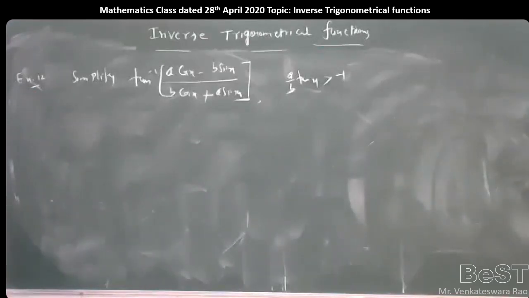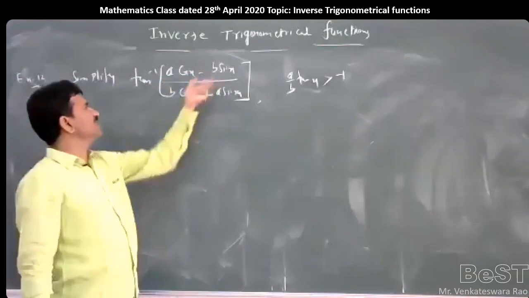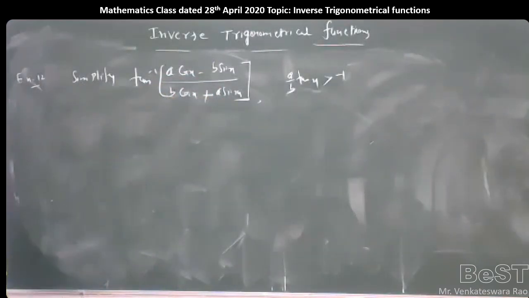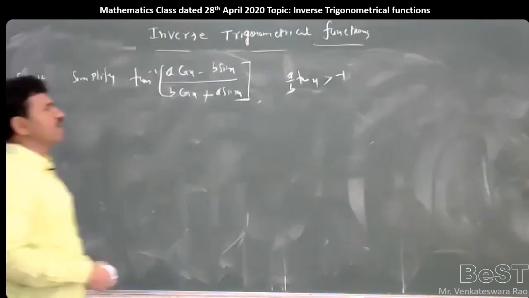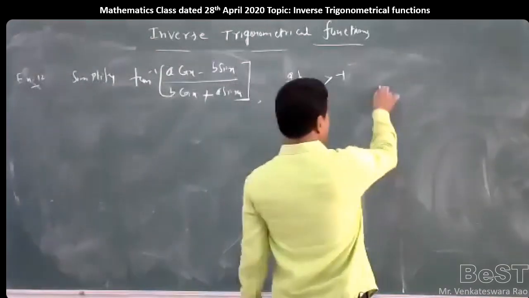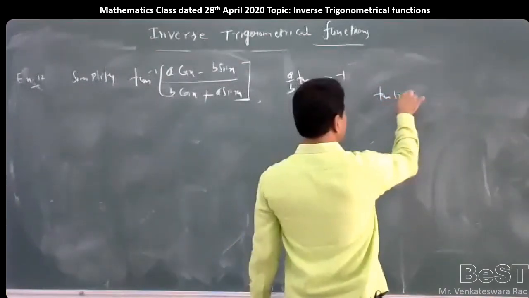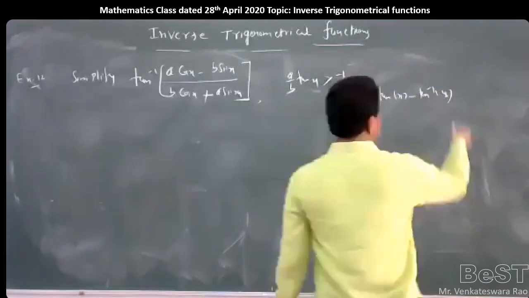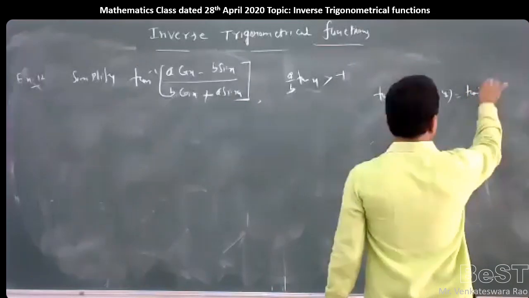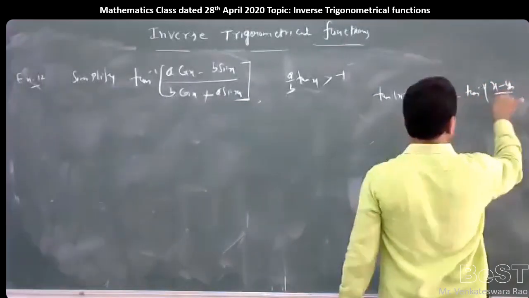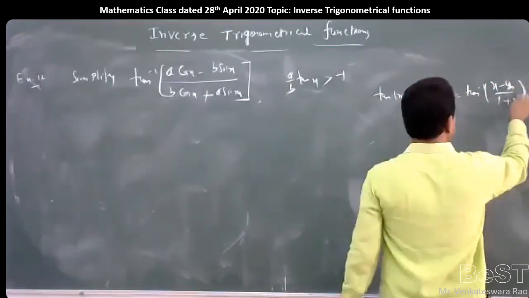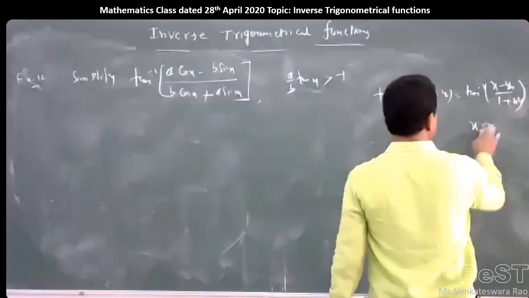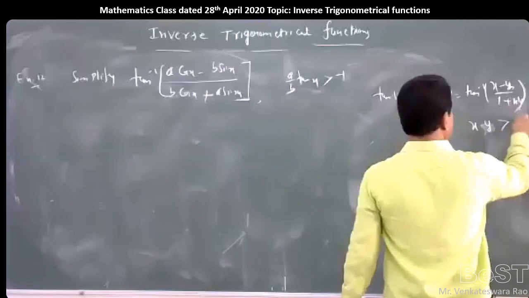See this one, tan inverse of a cos x minus b sin x by b cos x plus a sin x. Here we can try for this formula: tan inverse of x minus tan inverse of y is equal to tan inverse of x minus y by 1 plus xy. This is possible when x into y is greater than minus 1.